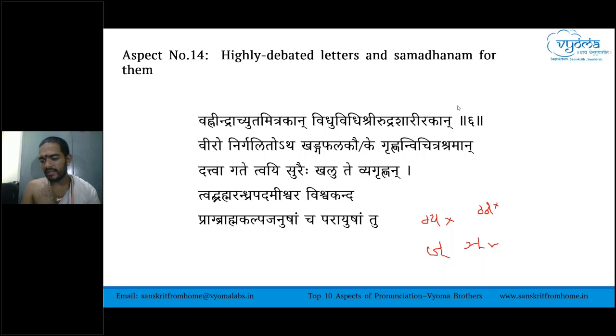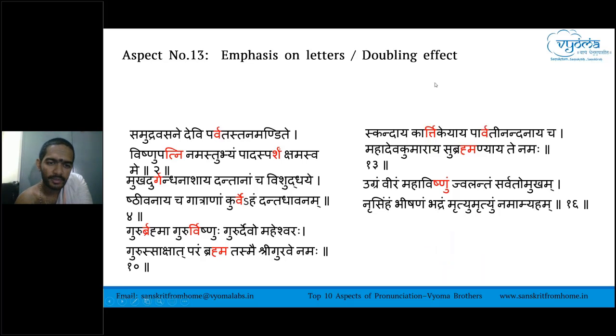For example, if there is just a word like... there's a previous slide, that's why I skipped it. There's one slide on that, but it will take a lot of time. Let us say take the word Vishnu Patni. The word Patni is a Samyuktakshara, Ta and na.